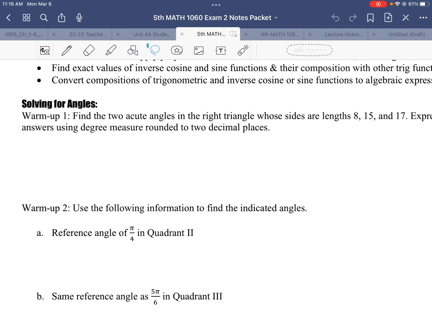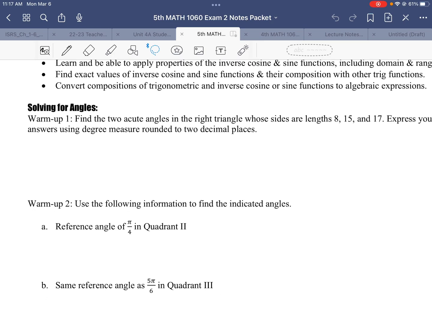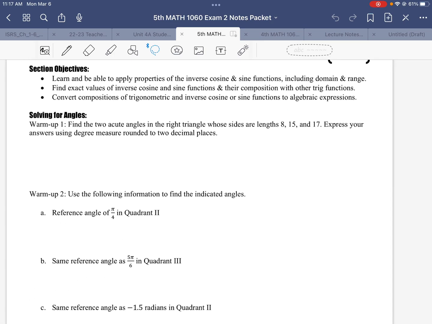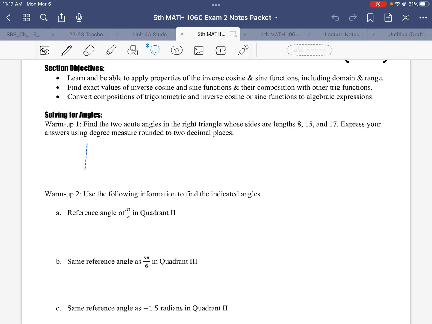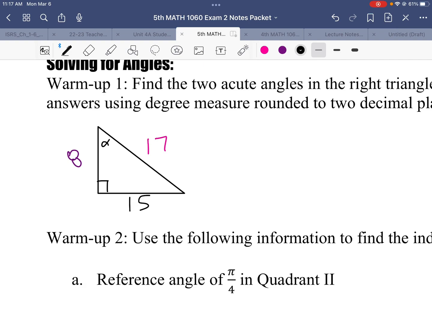So very first thing, find the two acute angles in the right triangle whose side lengths are 8, 15, and 17. And you guys should know how to do this. Even if it's been a really long time, you should know how this works. So remember, the longest side is always your hypotenuse. And then the short sides, it really doesn't matter which one goes where. Take your pick. And then you can name the two acute angles whatever you want. Alpha and beta is the most common, but it really doesn't matter.